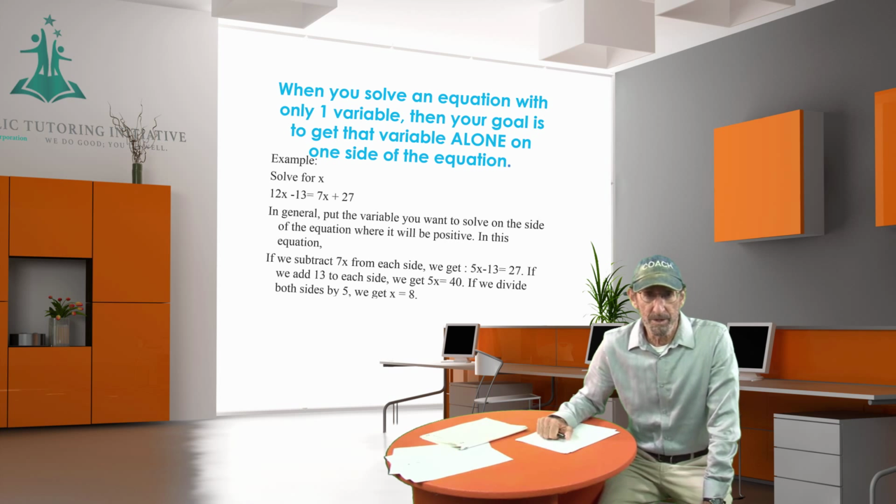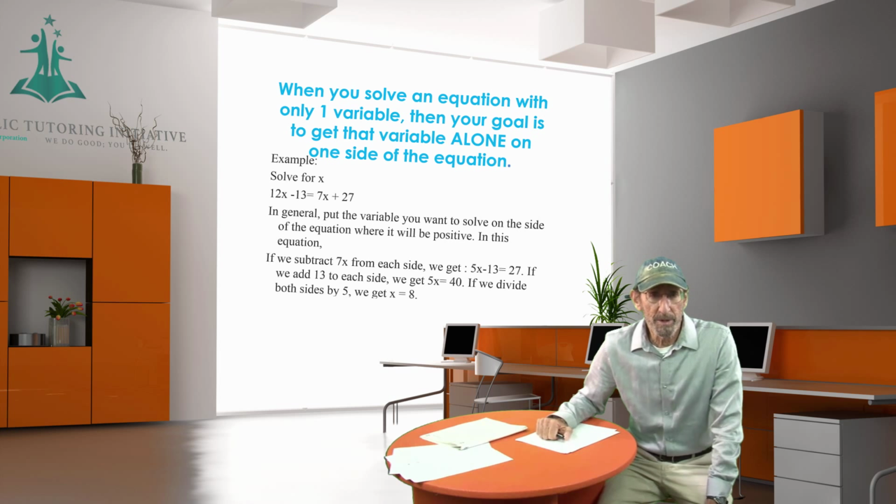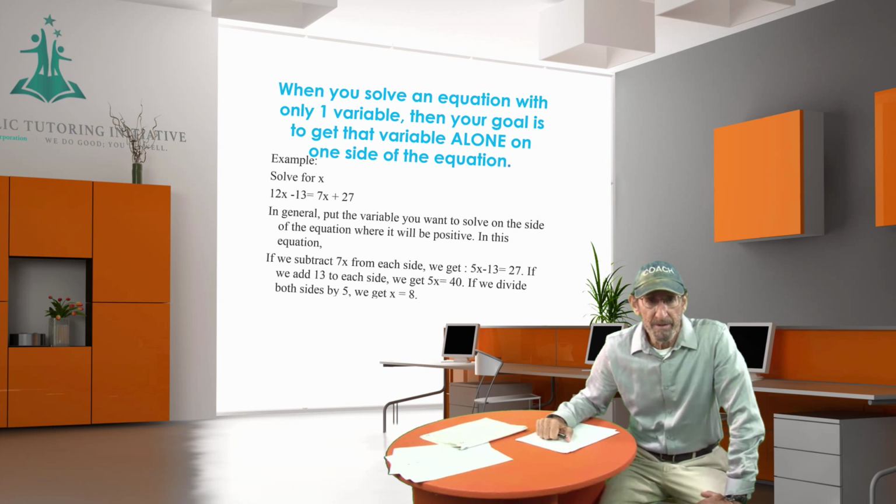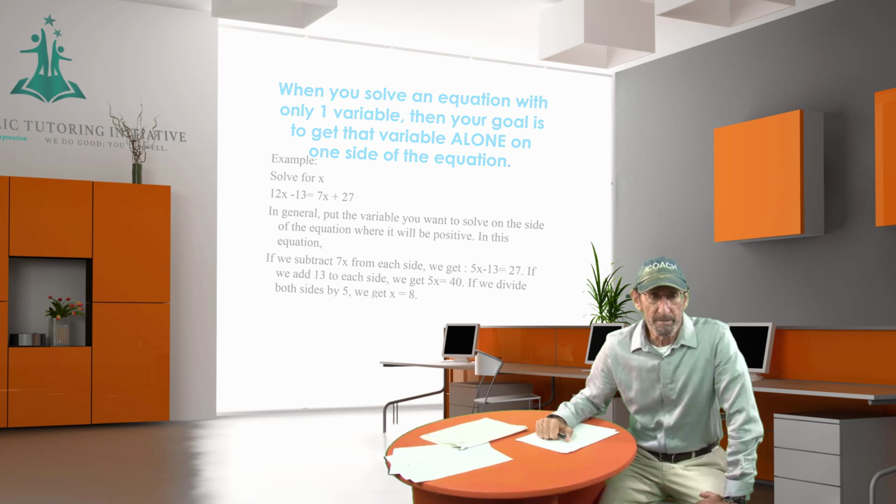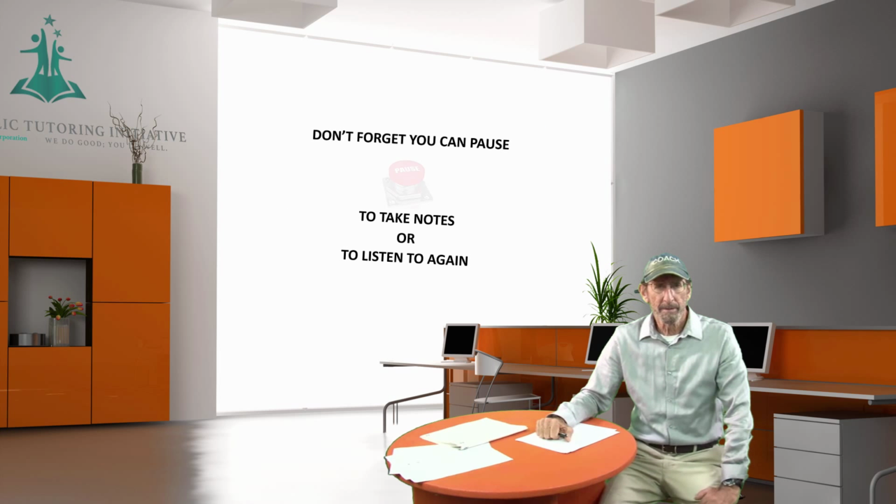Now we can add 13 to each side. We get 5x equals 40. And finally, we divide both sides by 5. And we have x equals 8. Well, that was kind of easy. No parentheses, no exponents. Just add, subtract, and divide.